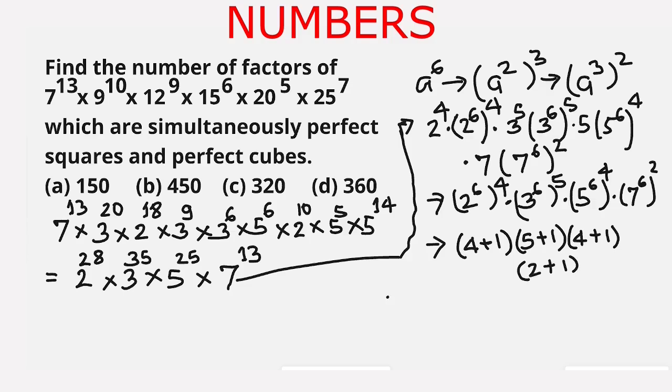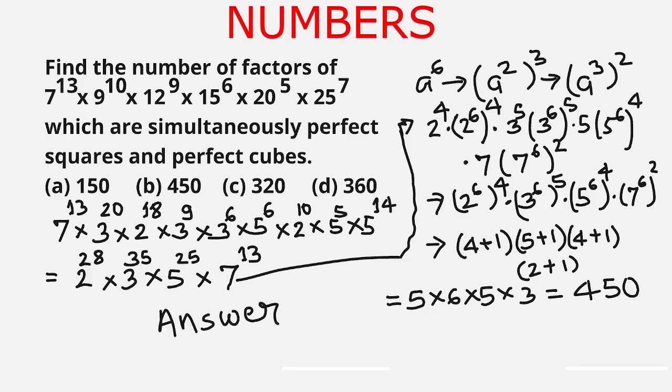Now this is equal to 4 plus 1 is 5 multiplied by 5 plus 1 is 6 multiplied by 4 plus 1 is 5 multiplied by 2 plus 1 is 3. So 5 times 6 is 30, 30 times 5 is 150, 150 times 3 is 450. Thus, the given number has 450 factors which are simultaneously perfect squares and perfect cubes. And from the given options, our answer is option B, 450.